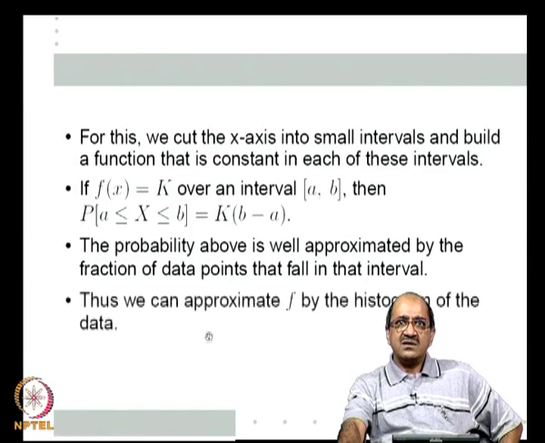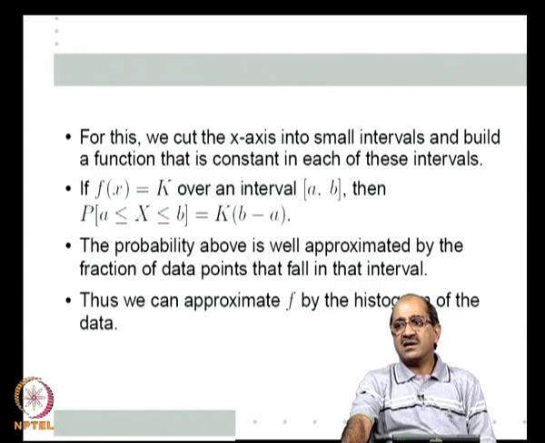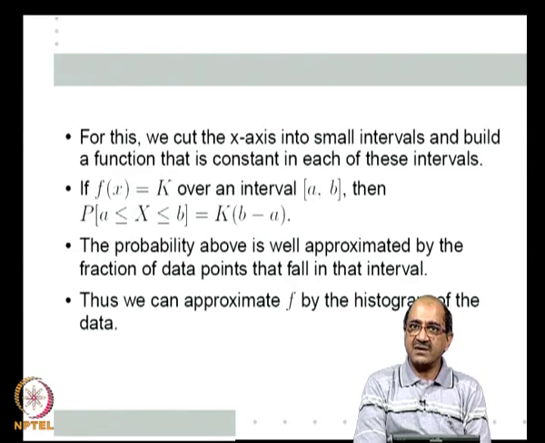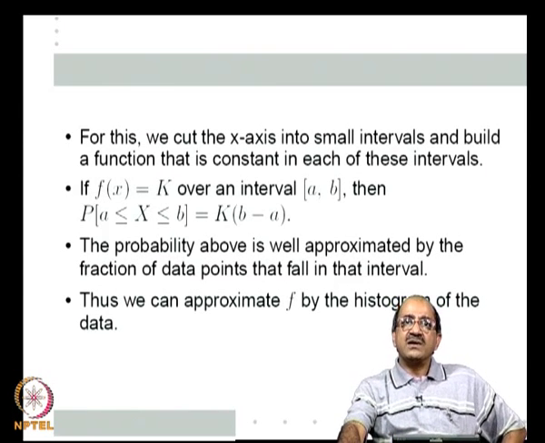So, what does this mean? That we are essentially approximating f by the histogram of the data. So, I am cutting the x axis into intervals and I am building a histogram of the data. Histogram simply tells me what fraction of data is in each of the intervals, right. So, that histogram is essentially what gives me the density function, right.